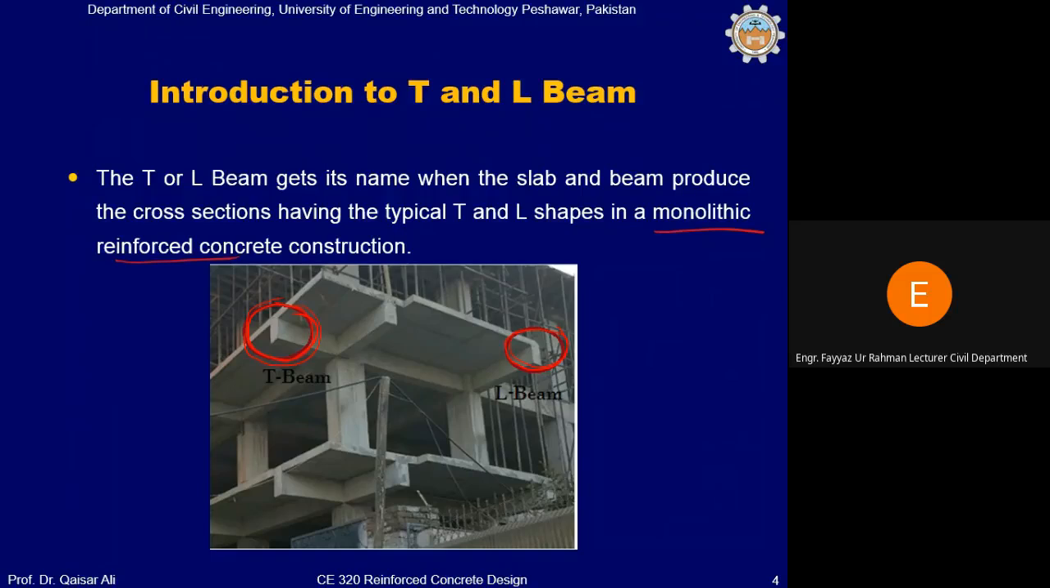But since practically there will be monolithic connection between the beam and the slab, so it will form a T-shape or L-shaped beam. Now what do you mean by monolithic connection? Anyone? Sir, casting at the same time, sir. Casting at the same time. Anyone else? Sir, the reinforcement is part of the slab, both have the same.